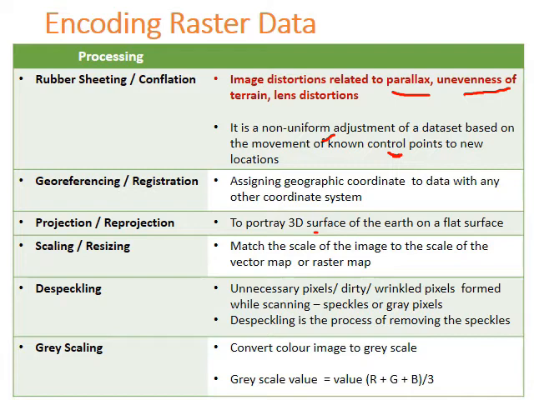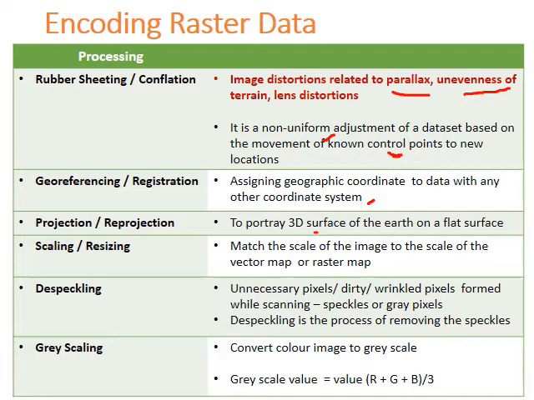This is well known to many GIS users. Assigning geographic coordinates to any data with any other coordinate system is what we call georeferencing, so that the map that you are trying to bring into the GIS will geographically orient itself so that it can be used for further spatial analysis.